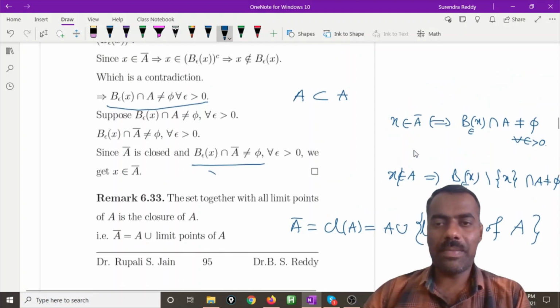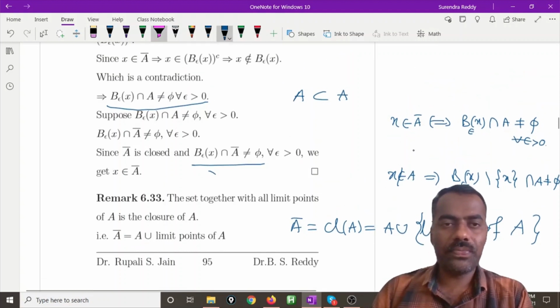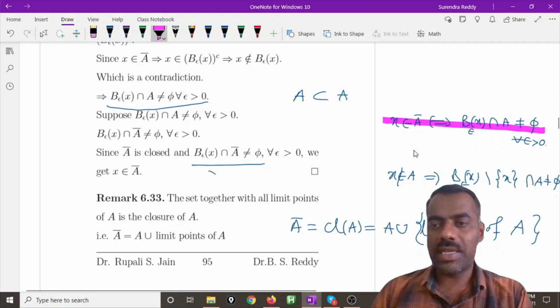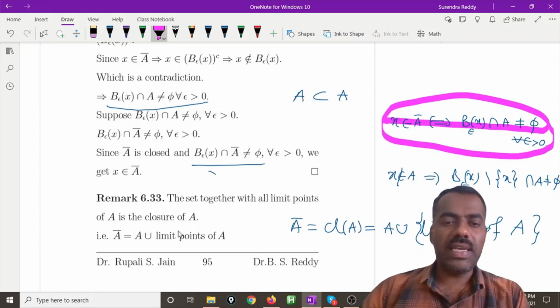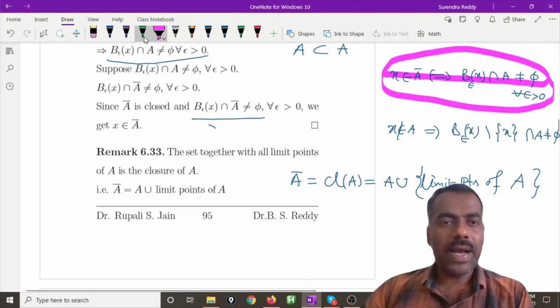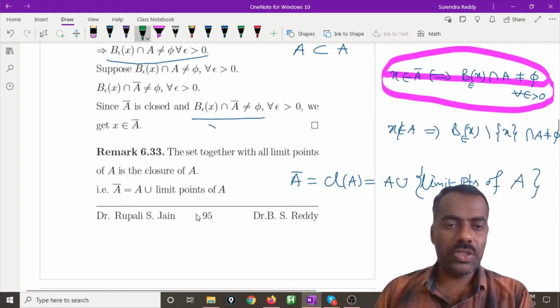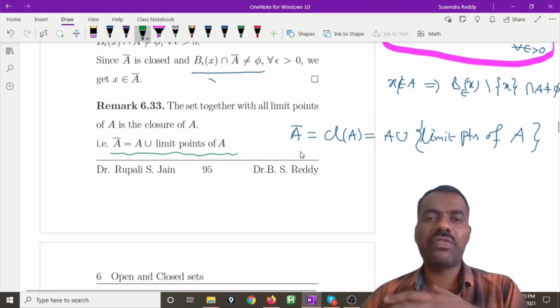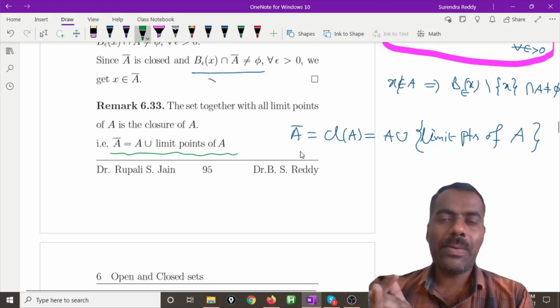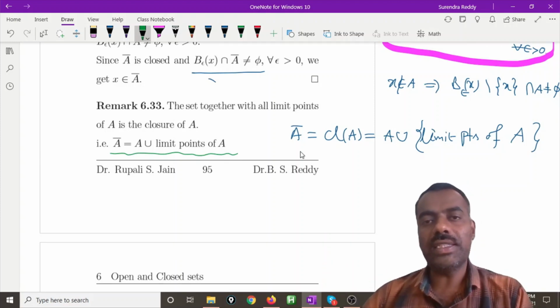So by this lemma, using this result, we can easily write that A bar, the closure of a set A, is A together with the limit points of that set. Okay, so closure of a set, what we can understand now, is that set together with its limit points.